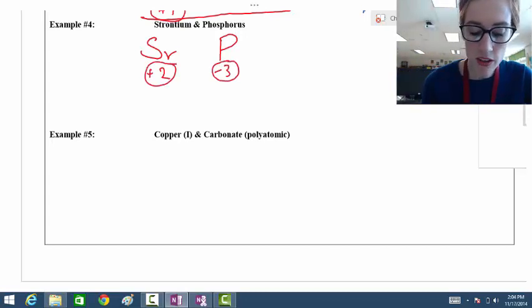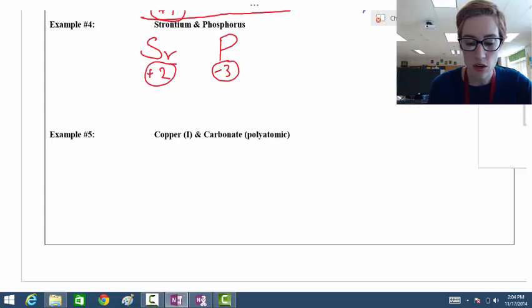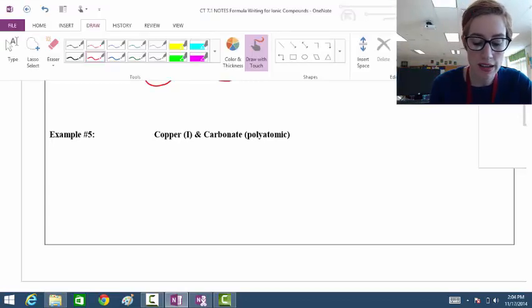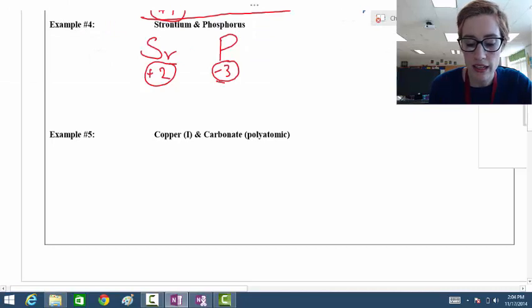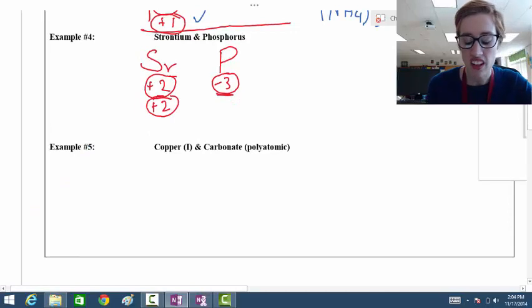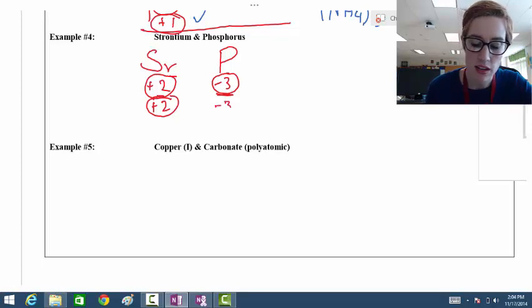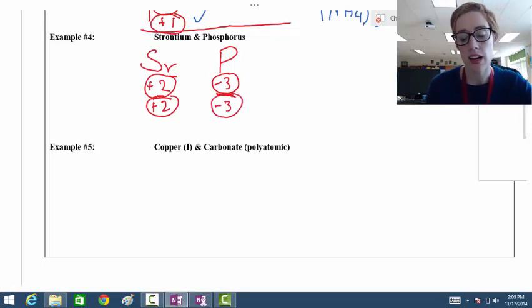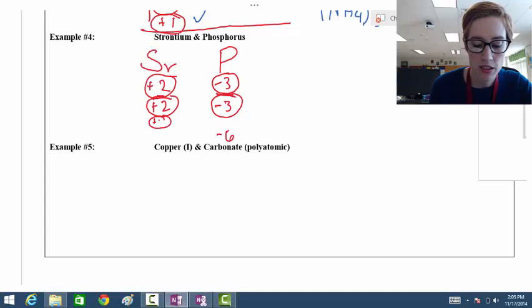So right now, neither of these charges are even. So what do I need to add to get even? Well, right now, I have more negatives than I do positives, so I'm going to add another positive. Now my total charge is +4 and -3, and so I have more positives than I do negatives, so I'm going to add another negative. Is it even now? No, because this is a -6 charge and this is a +4 charge. If I add another +2, then I have +6 and -6, which equals 0.